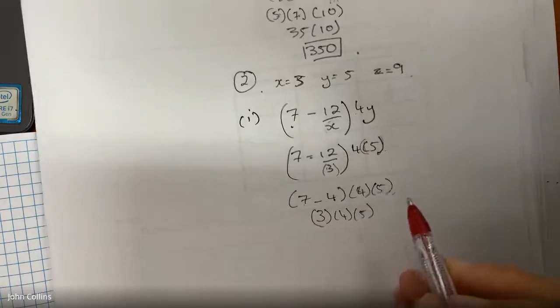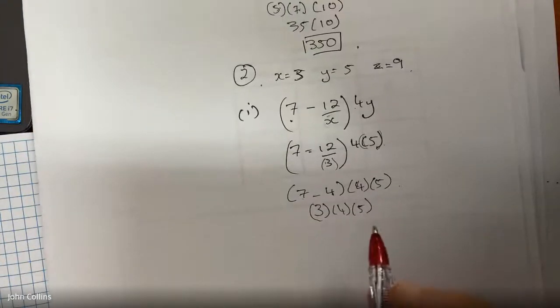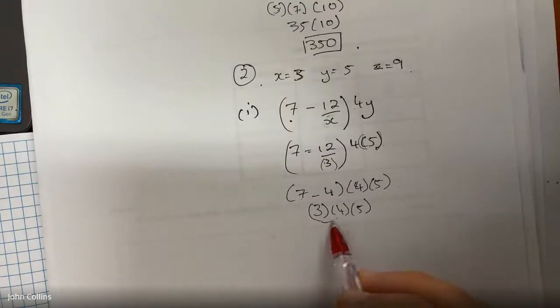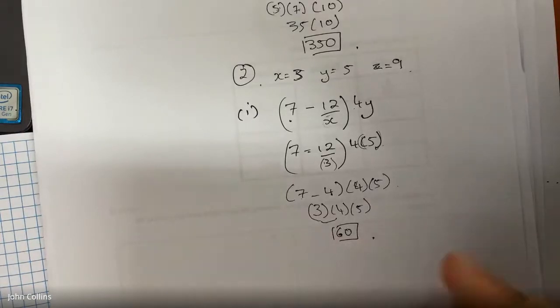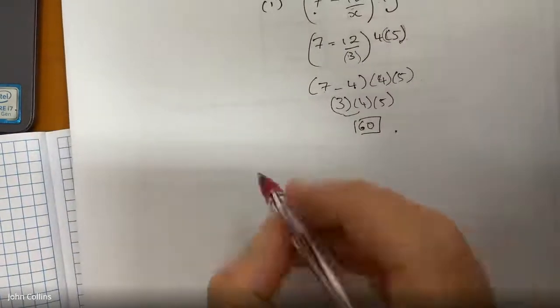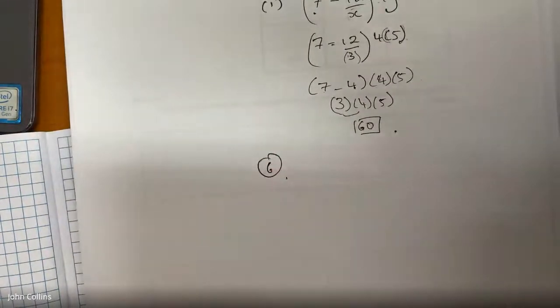Now you could probably skip a little bit faster than this, but I'm just doing step by step. 3 times 4 is 12. 12 times 5 then is 60. So we get to 60. Okay, I'm going to move on to the last question then, question 6.